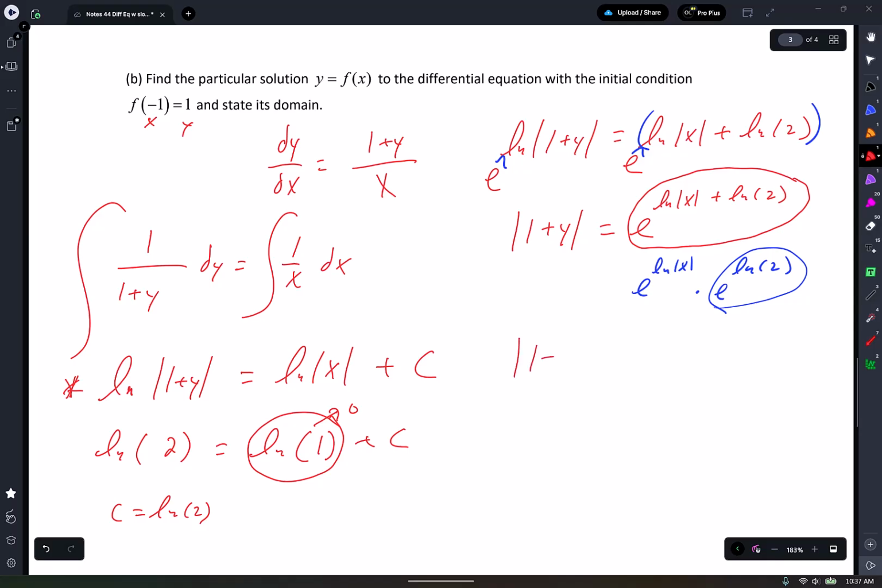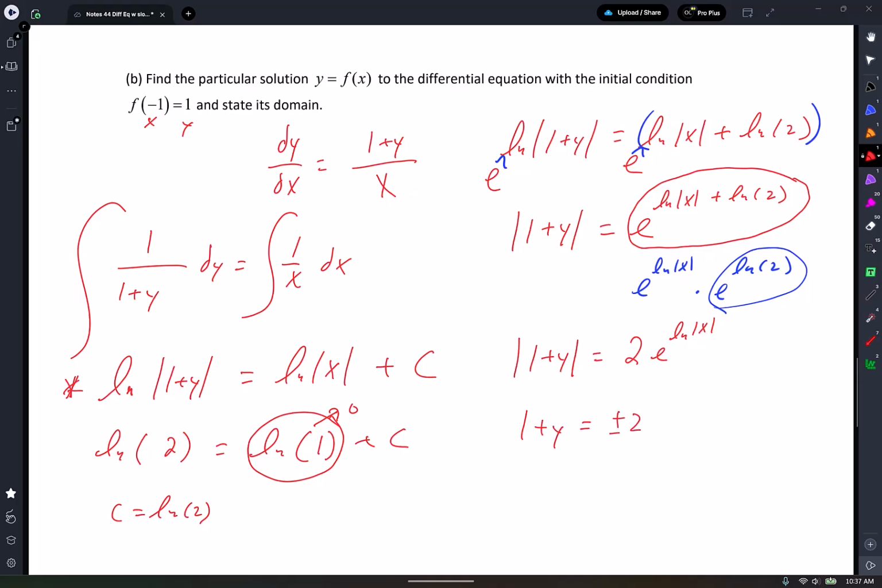So absolute value of 1 plus y equals 2 e to the ln absolute value of x. Right now we're going to figure out whether that's positive or negative. So I'm going to get rid of this absolute value, and when I do, I'm going to put the plus minus where the 2's at. 1 plus y equals plus minus 2 e to the ln of absolute value of x.